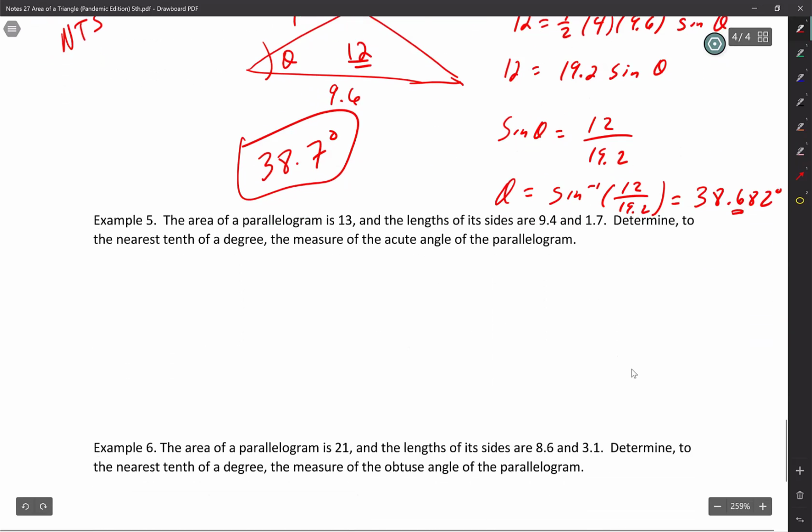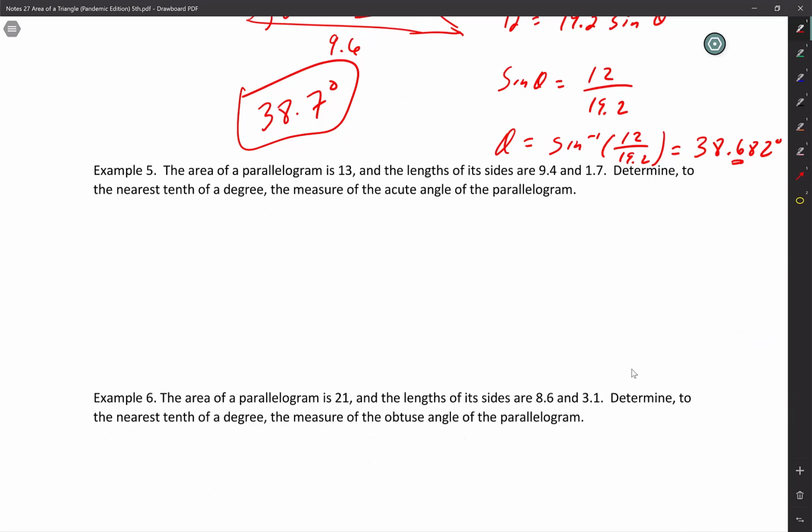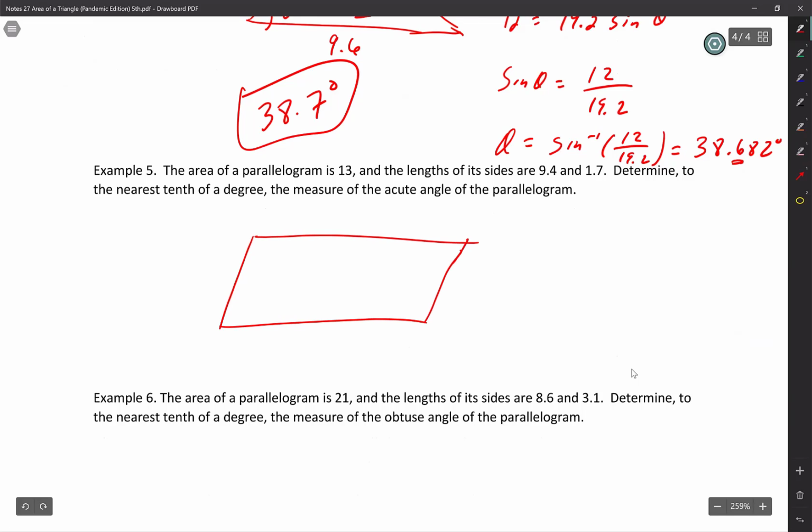Example 5. The area of a parallelogram is 13, and the length of its sides are 9.5 and 1.7. Determine, to the nearest tenth of a degree, the measure of the acute angle of the parallelogram. If you don't remember what a parallelogram is, I'm going to try to draw one. This is a parallelogram where the two opposite sides are parallel, and these two opposite sides are parallel. And theta 1 plus theta 2 equals 180 degrees.